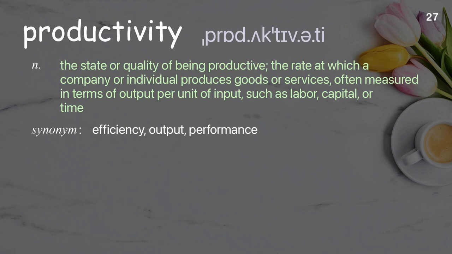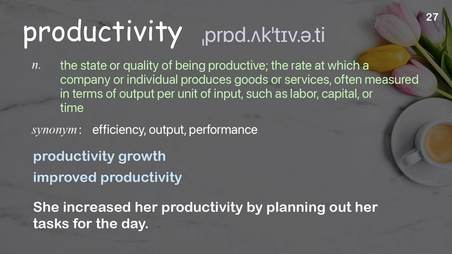Productivity. The state or quality of being productive, the rate at which a company or individual produces goods or services, often measured in terms of output per unit of input, such as labor, capital, or time. Examples: productivity growth. Improved productivity. She increased her productivity by planning out her tasks for the day.